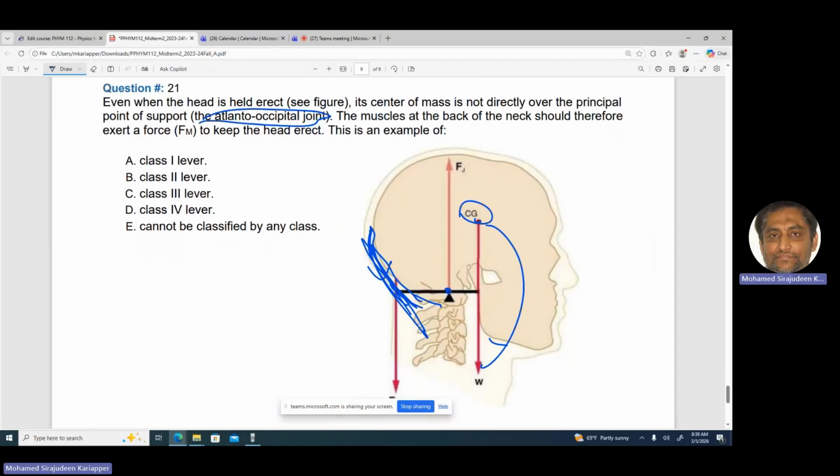Atlanto-occipital joint, that is the support. The muscle name is not there. Anyway, somebody find it out for me, okay. Trapezius or something, I can't remember.